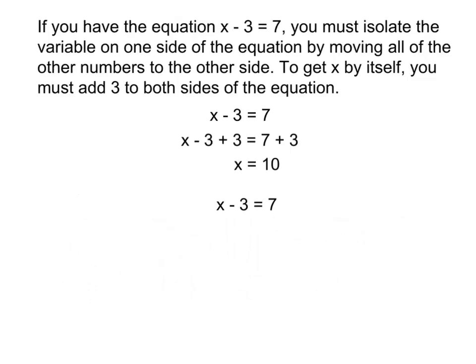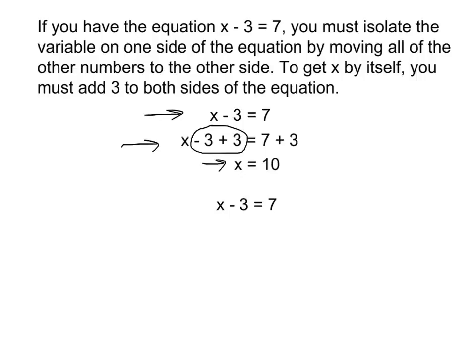First, let's look at if you have the equation x minus 3 equals 7. The key is you've got to isolate the variable on one side of the equation by moving all the other numbers to the other side. So to get x by itself, you must add 3 to both sides of the equation. So as you can see here, I've written x minus 3 equals 7. And here, I've added 3 because you want the negative 3 and the 3 to basically become 0 so that all you have left is x.